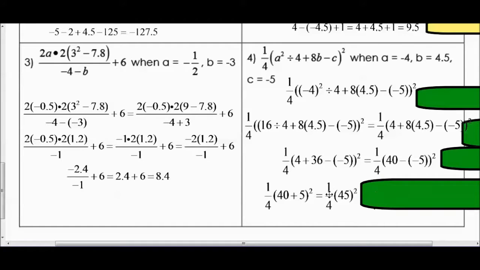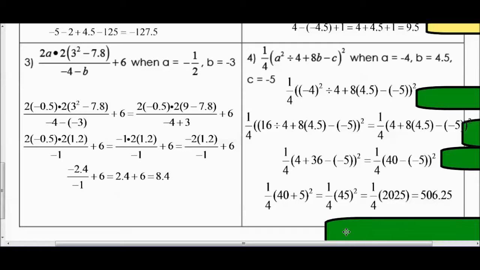And now we have a division problem in the beginning. That's being multiplied times something which has an exponent. So we have to do that exponent first. That's 2025. Really, I'm going to do this next part in one step. 1 divided by 4 would give you 0.25, and then we're going to multiply it times 2025, and that's 506.25. Alright, the word problem's on the back.